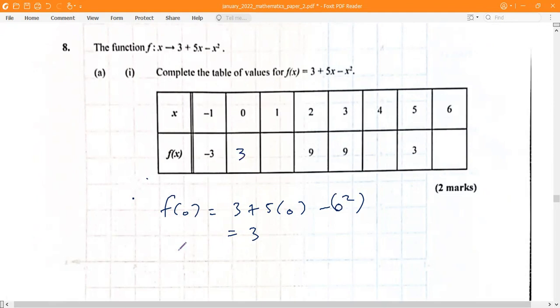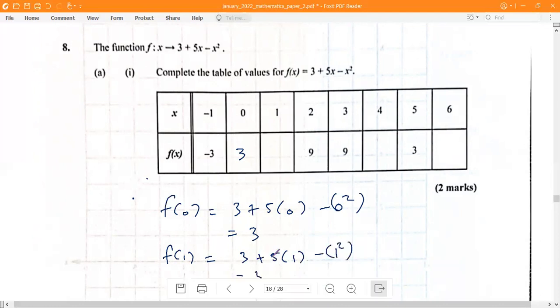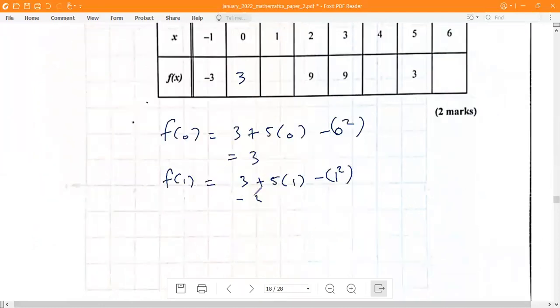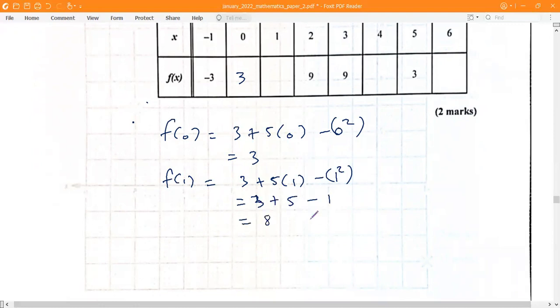So we have f of 1 is equal to 3 plus 5 times 1. We replace x by 1 minus x squared, which is 1 squared. So we have 3 plus 5 times 1 is 5 minus 1 times 1 is 1. So 3 plus 5 is 8 minus 1, which is 7. So we have 7 here.